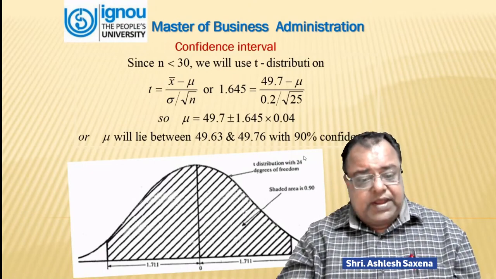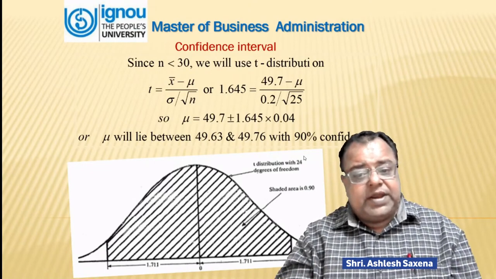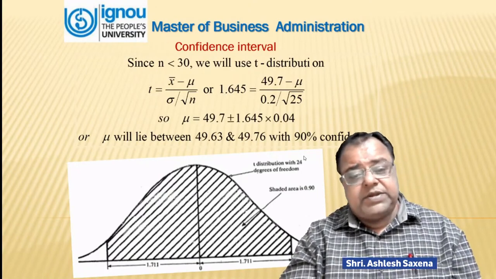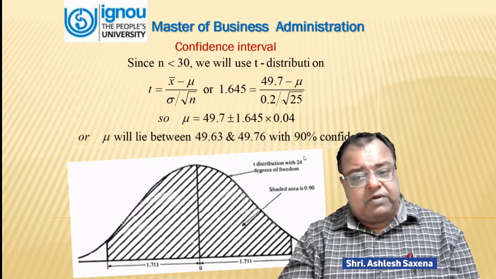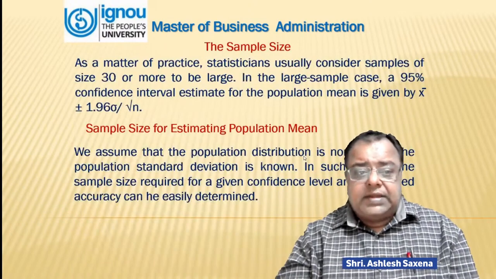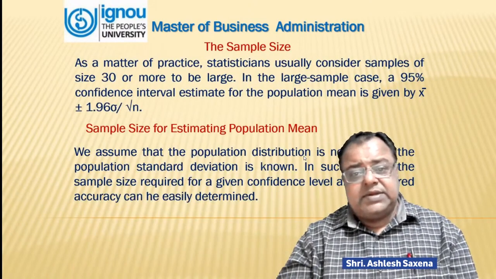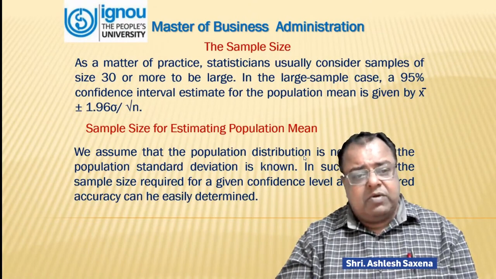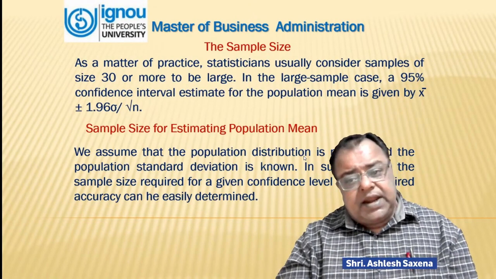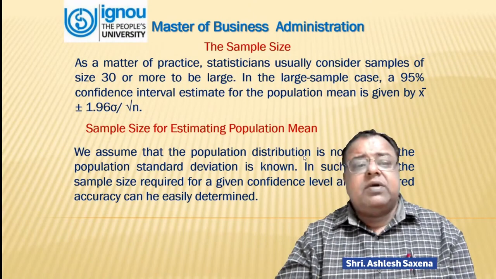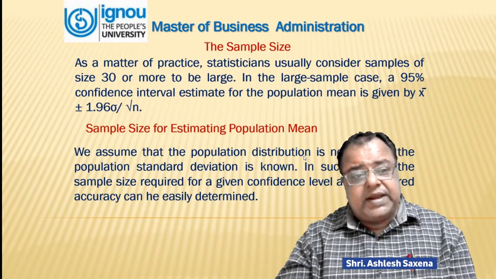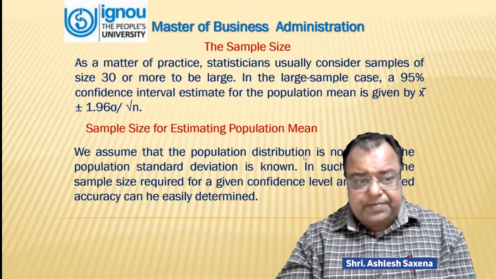So here we can see graphically how this is being depicted. And this information is for 90% confidence. As a matter of practice, statisticians usually consider samples of size 30 or more to be large. In the large sample case, a 95% confidence interval estimate for the population mean is used and is given by x bar plus minus 1.96 times sigma upon under root n.